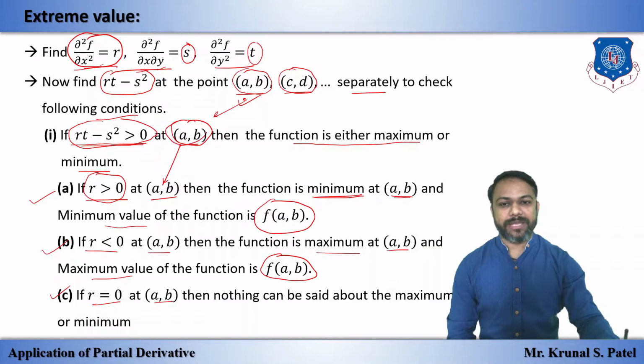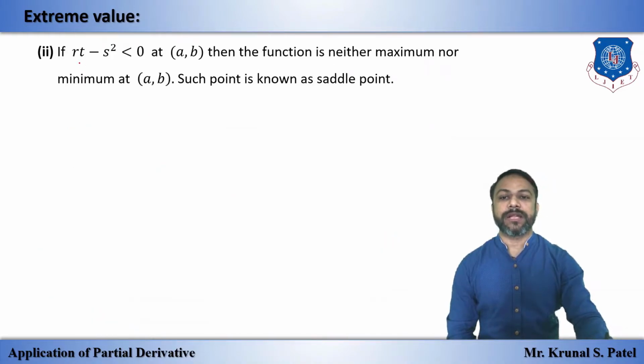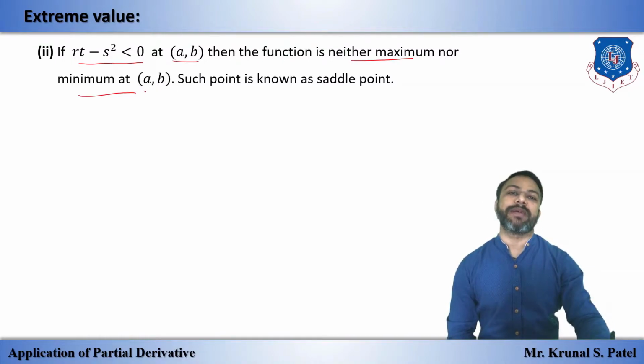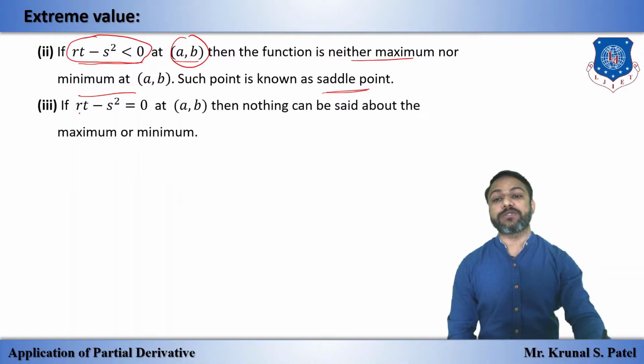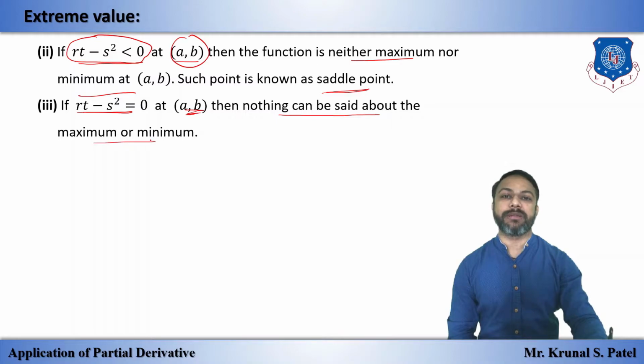Okay, but if at the same point (a, b), rt minus s square is not greater than 0, that means if it is less than 0, then that is number 2. If rt minus s square is less than 0 at (a, b), then the function is neither maximum nor minimum at (a, b), and this point is known as a saddle point. And if rt minus s square is equal to 0 at point (a, b), then nothing can be said about the maximum or minimum.